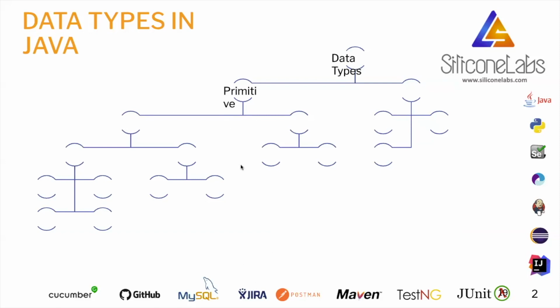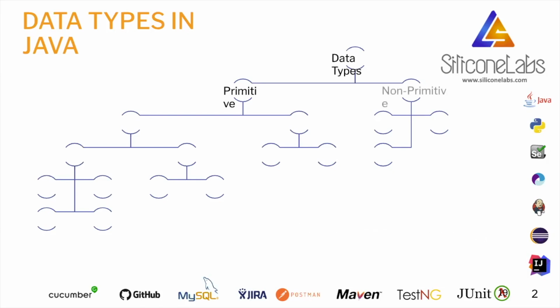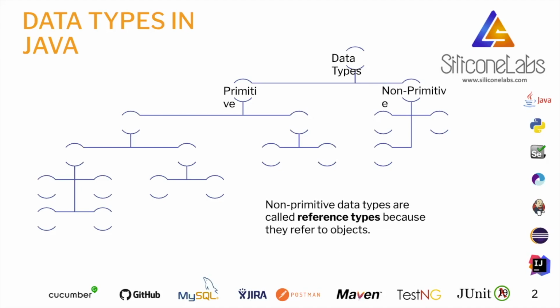First of all, we have primitive data types. Primitive data types are the most basic data types available within the Java language. And primitive data types include byte, short, integer, long, float, double, boolean, and characters. And we have non-primitive data types. Non-primitive data types are basically called reference types because they are referring to objects.